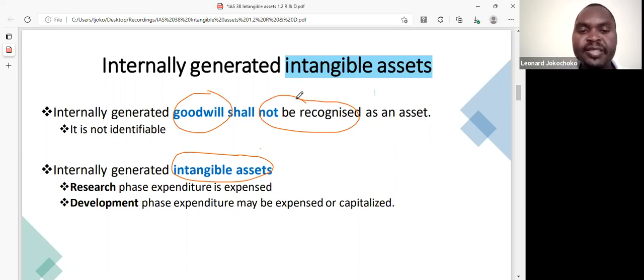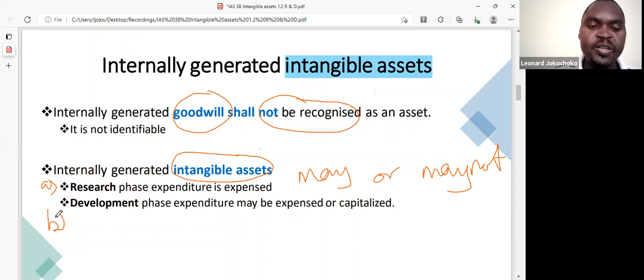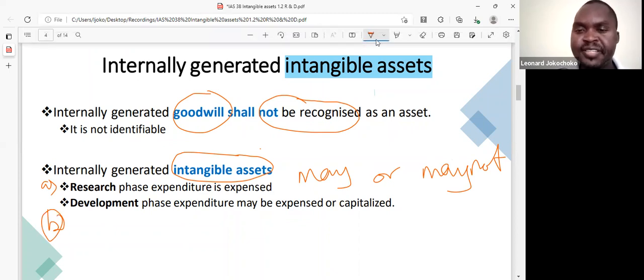On the other hand, if it is an internally generated other type of intangible asset, for example, if I develop a software to record videos, the money I have spent to develop it may or may not be capitalized. The final decision depends on the specific characteristics. In other words, we want to know whether you were spending the money during the research phase, or during the development phase. If you spent the money during the research phase, we do not capitalize that. Instead, it is recorded straight in the profit and loss account.